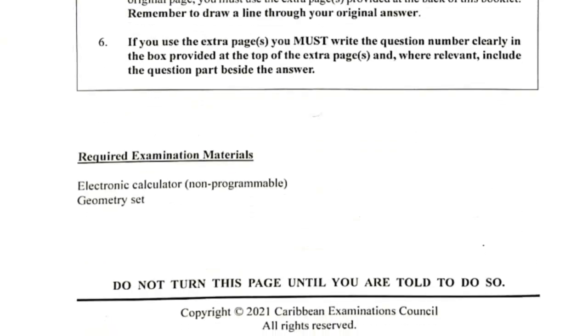CSEC AdMath 2023 June exam. Let's jump right into it.